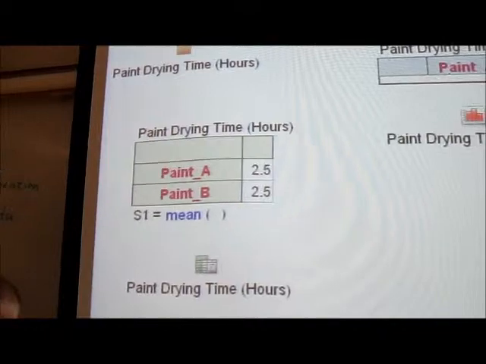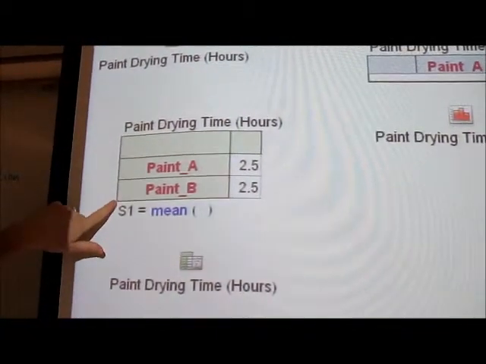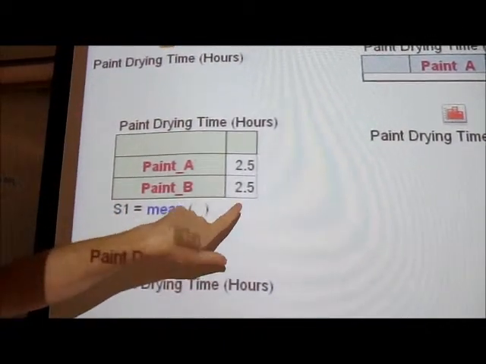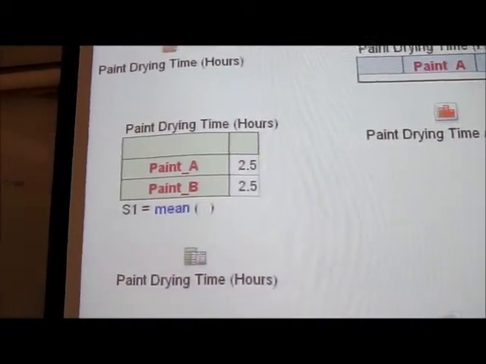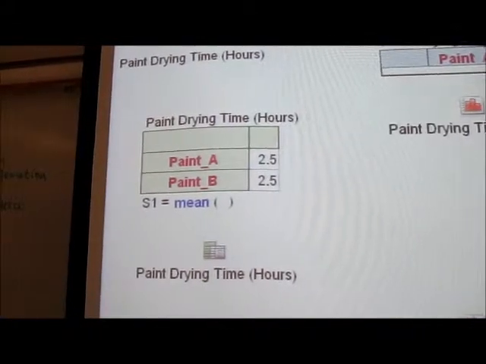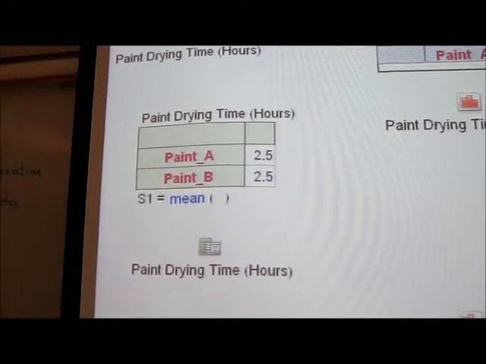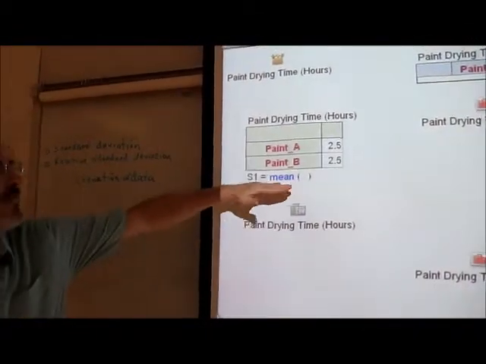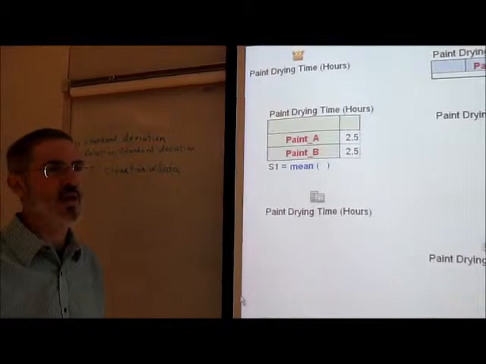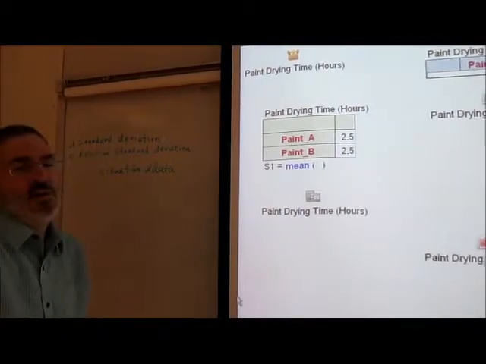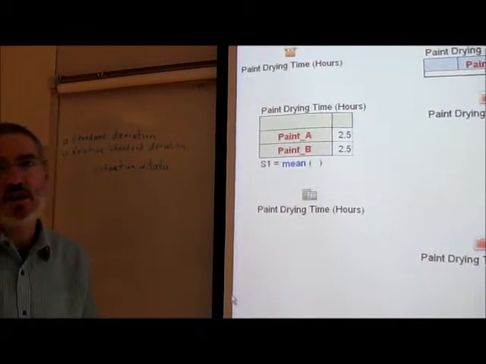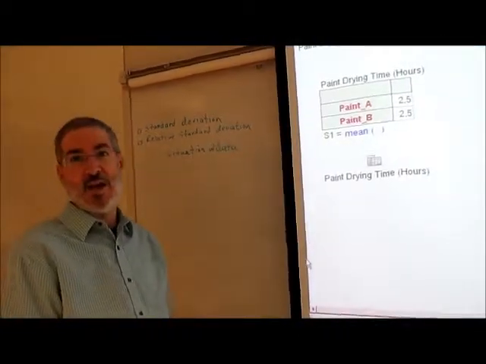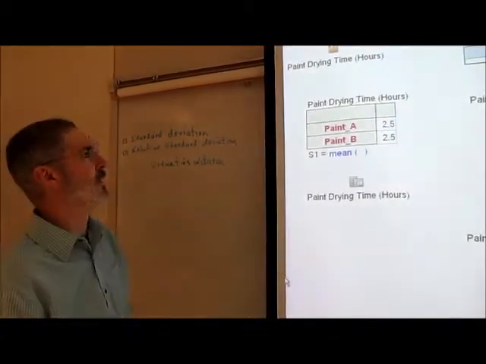So paint A, if you can see here, has a mean or average dry time of 2.5 hours. And you went out and painted 10 samples of paint B, and you can see that paint B has an average dry time of 2.5 hours. So the situation is, you want to recommend to your boss which of those paints you should use. And if all you look at is the mean dry time of each of those paints, you really don't have any discriminator to tell. And so you might be tempted to flip a coin and tell the boss whichever paint happens to show up on your coin flip.